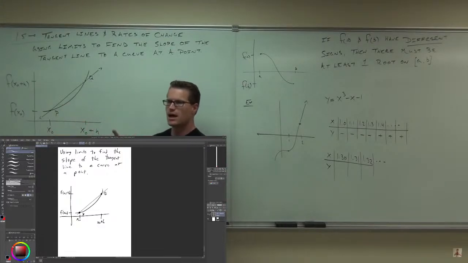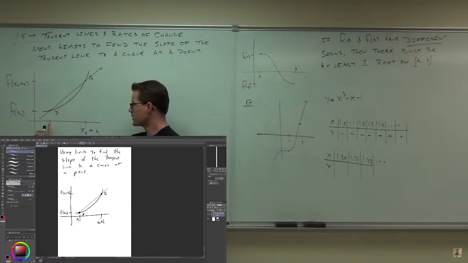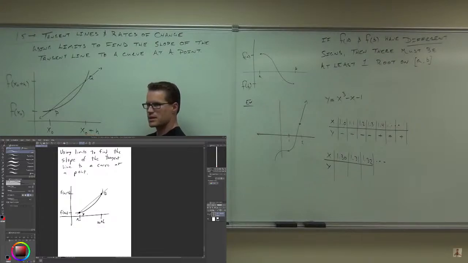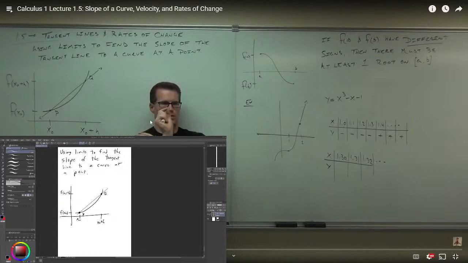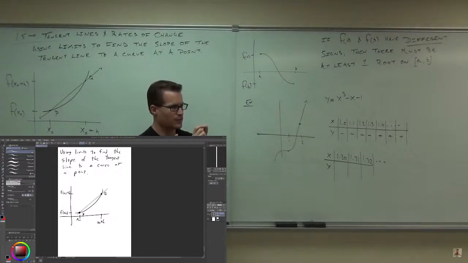But our idea is, let's just take point Q and put it a little bit past point P. You follow me on that? Because ultimately, we're going to take this distance and make it approach 0, not equal 0, because then we wouldn't have 2 points anymore. That means get really, really close, and that's the idea of a limit. Do you see why we had to have limits before we could do this idea? Okay. Well, let's keep going.